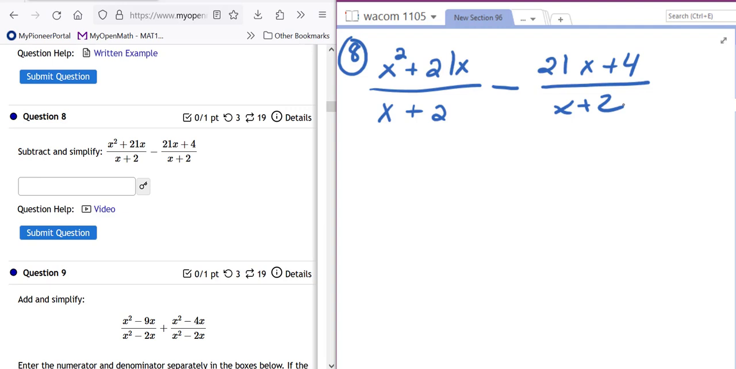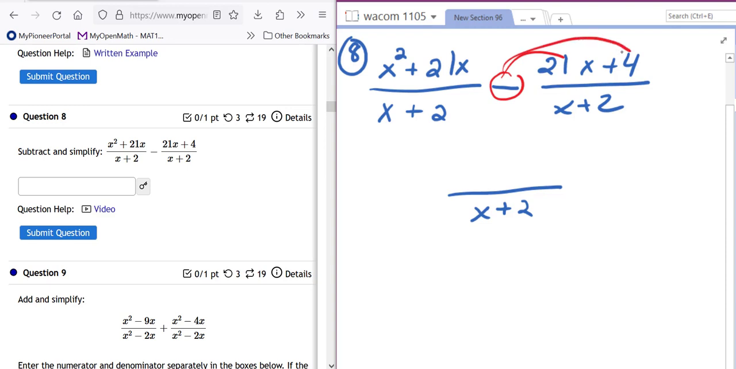So, since the denominator is the same, we'll go ahead and put it in the answer. And we can combine the numerators. When you get ready to do that, this minus is going to affect both of these pieces. So you're going to have a minus 21x and a minus 4.